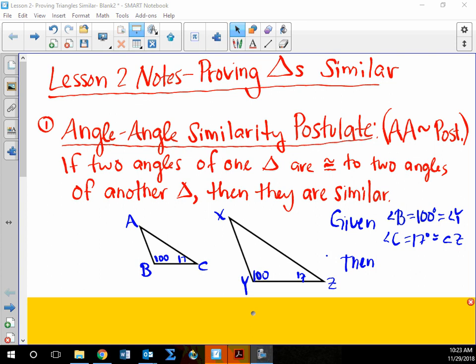That today is our shortcuts for similar triangles. For congruent triangles, we had 5 shortcuts, right? Before we learned our shortcuts for congruent triangles, we had to prove all 3 sets of angles congruent and all 3 sets of sides congruent. And then we learned 5 shortcuts: side, side, side, side, angle, side, angle, and so on.